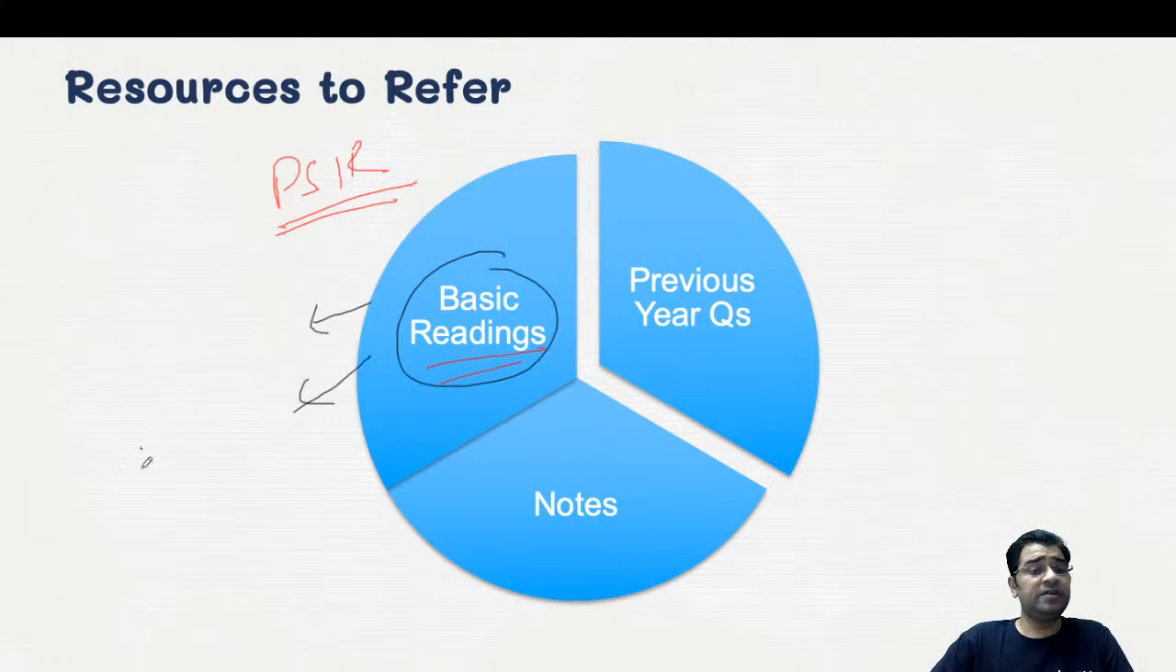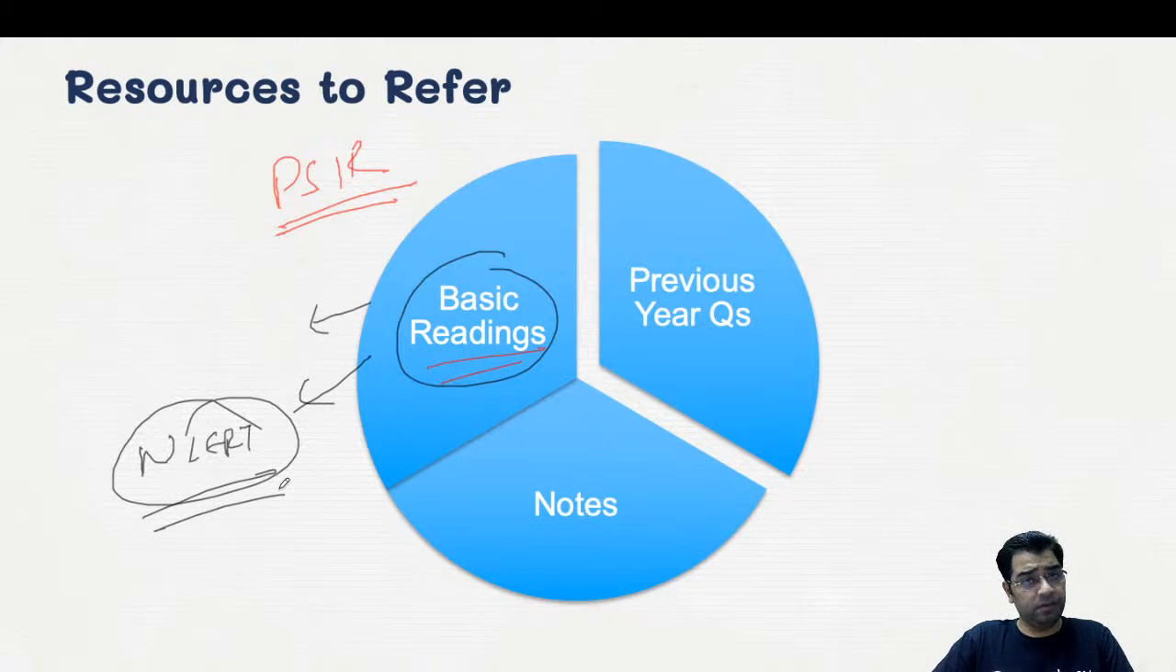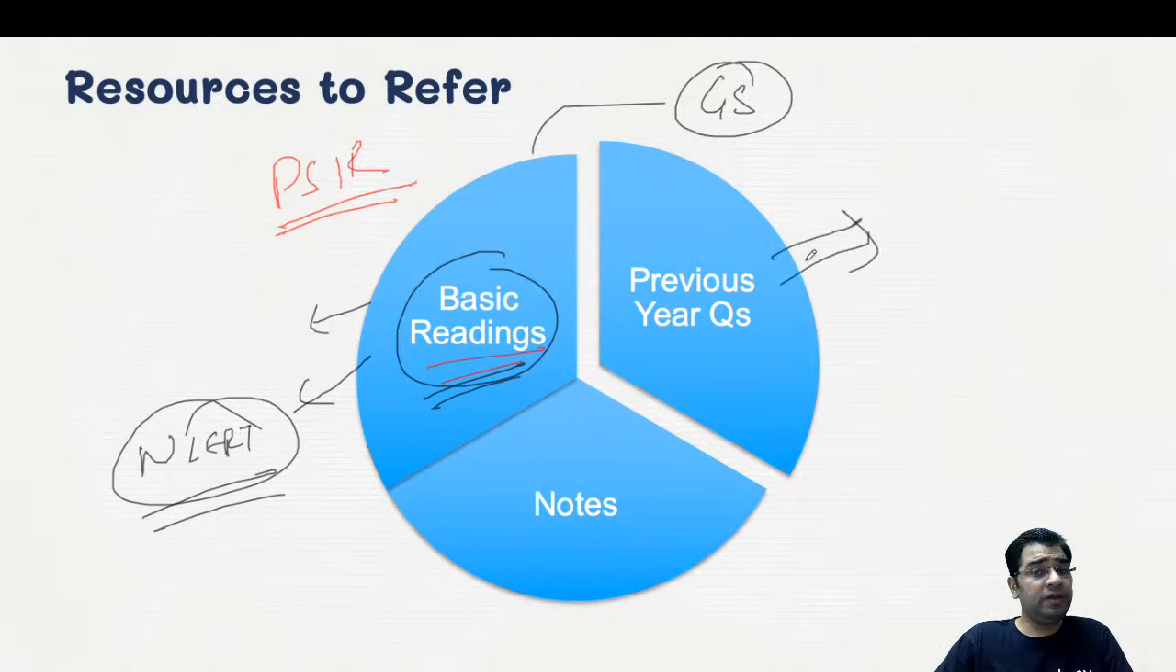For basic readings in PSIR, NCERT is a good source. You can always read the class 11th NCERTs: Political Theory, Indian Constitution at Work, and World Politics. These will help you understand the nature of the subject, and how much the syllabus overlaps with your GS paper. Then, depending upon these readings, you can visit your previous year question papers.